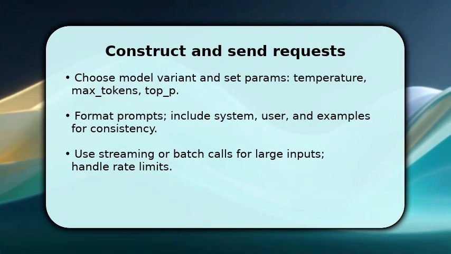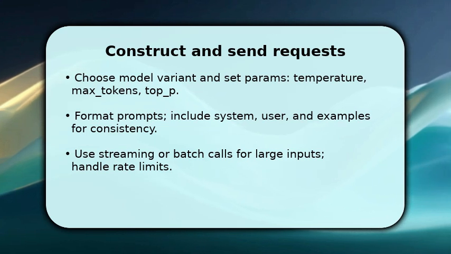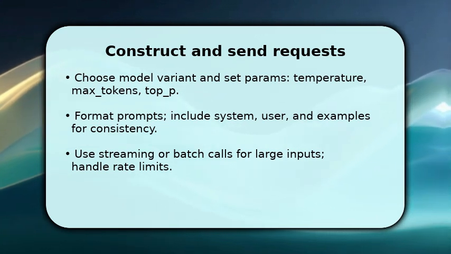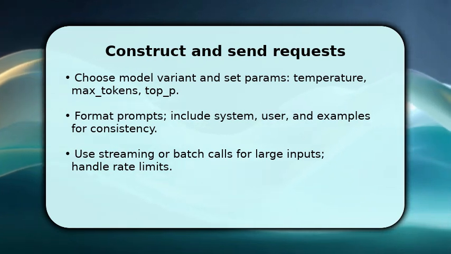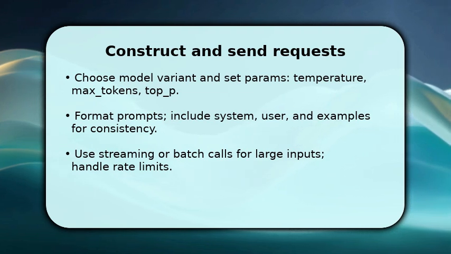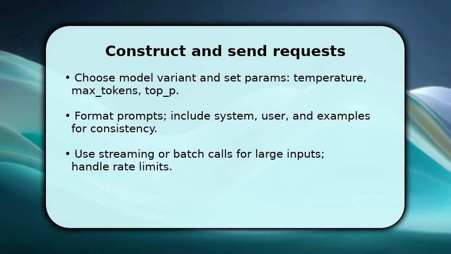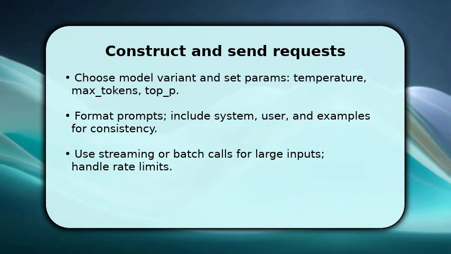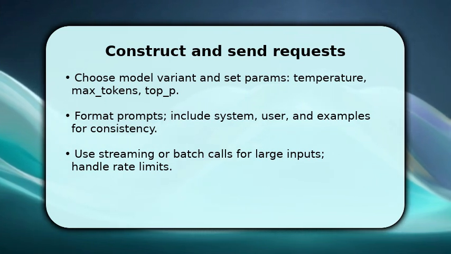Now you build requests that control how Gemini Banana responds. You'll pick a model flavor and tune temperature, max tokens, and top P so outputs match your needs. Lower temp means more deterministic text. When crafting prompts, include a brief system instruction and a clear user request with examples so the model follows the pattern. If you have long text, chunk or use streaming to reduce latency and memory.